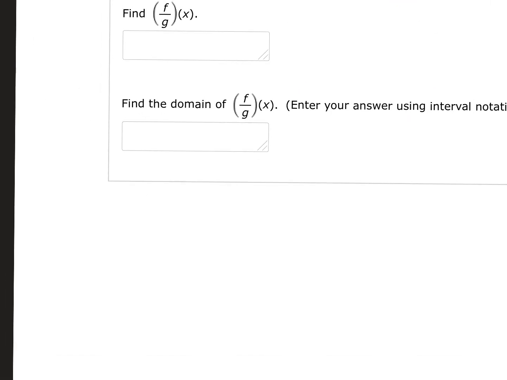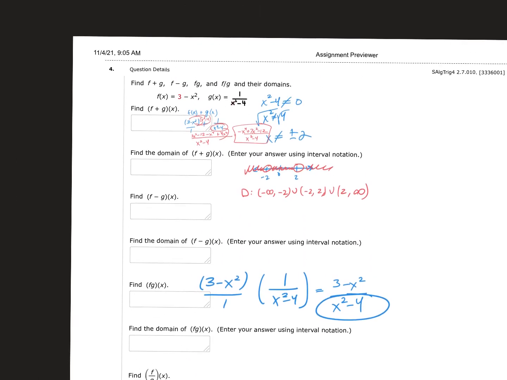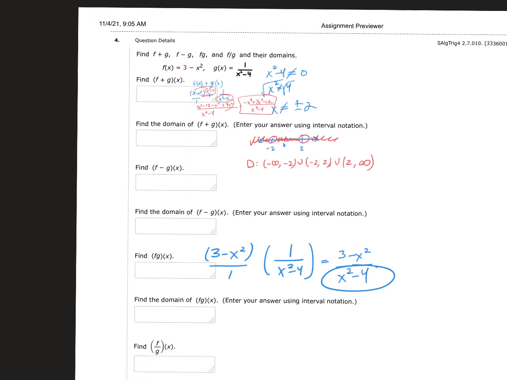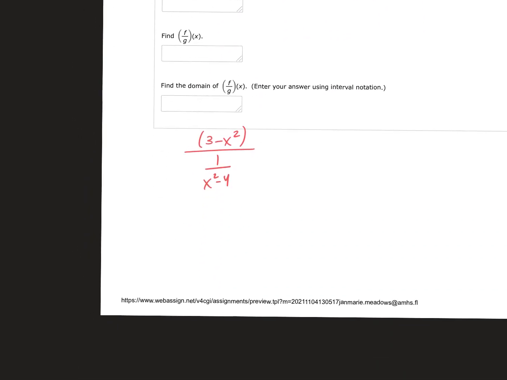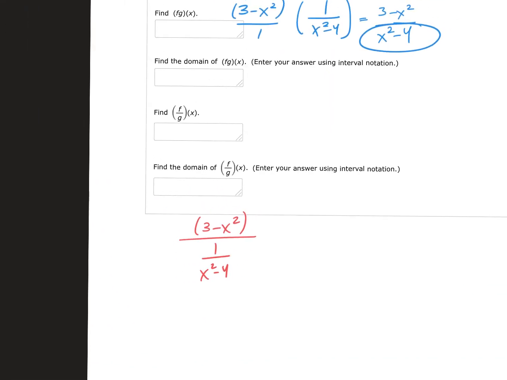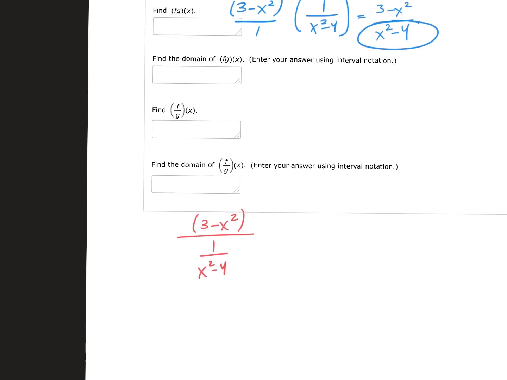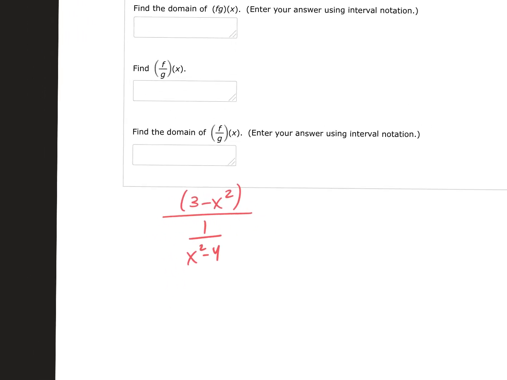What about if we divide these two functions? How would I write it? Tell me first how to write it. 3 minus x squared over 1 over x squared minus 4. Wait. We're taking the two functions from the beginning, and we're dividing them, right? I just wrote one on top of the other. Are we divided? Yes. Oh, yeah, okay. Just flip it. That's all you need. Okay, hang on.